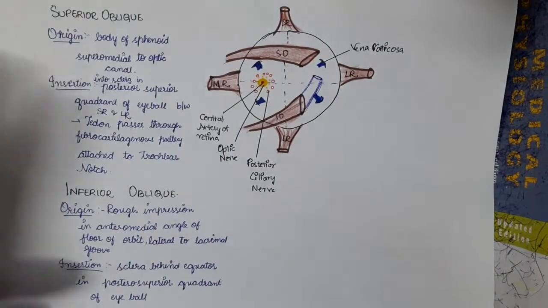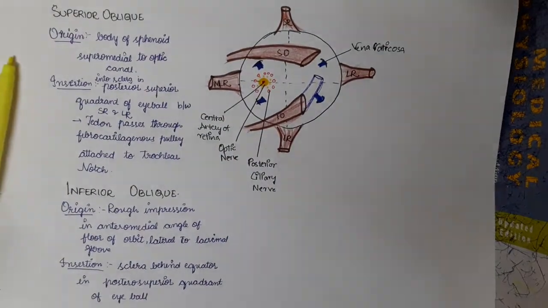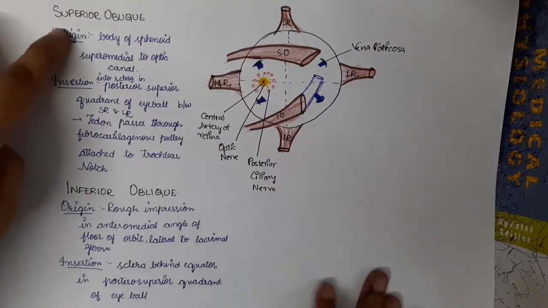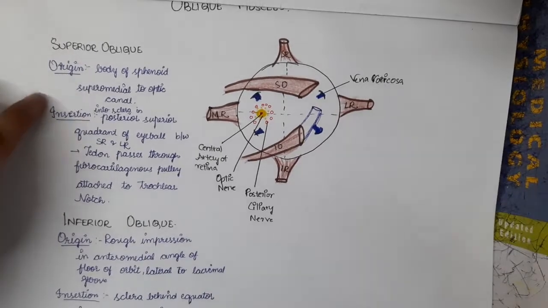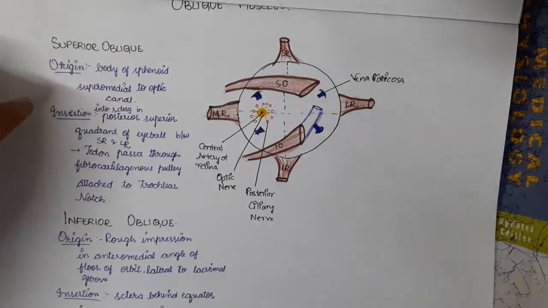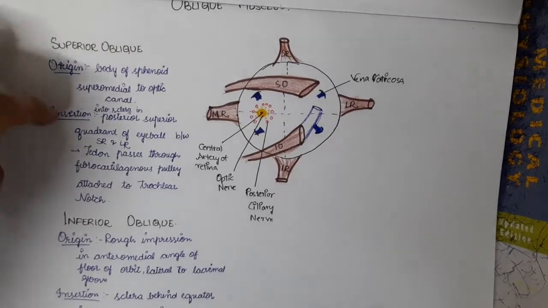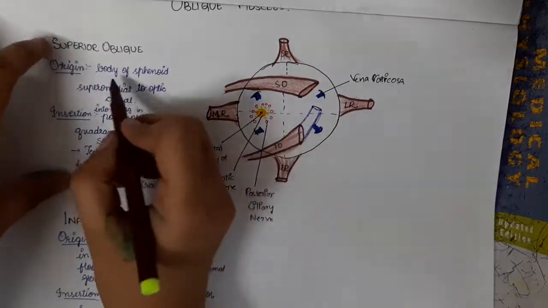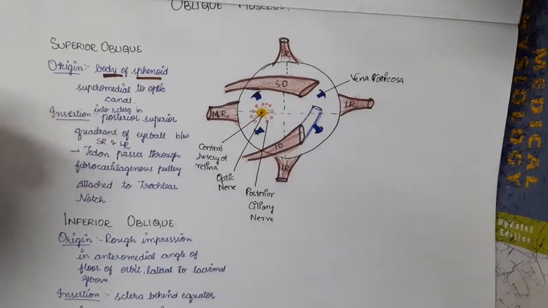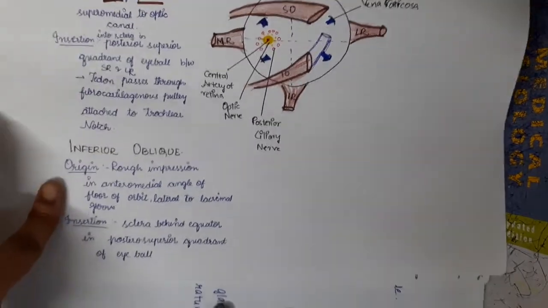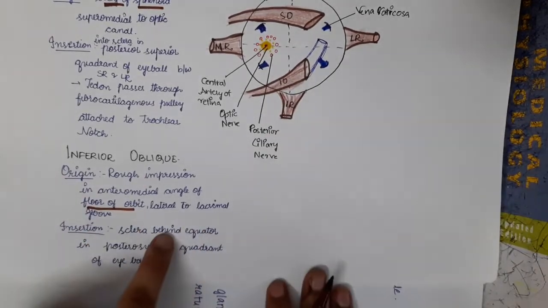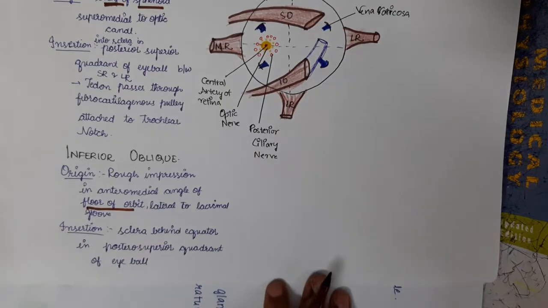Next, if you see the oblique muscles, origin and insertion will be different from the other muscles. Superior oblique originates from the body of the sphenoid, superolateral to the optic canal, and it inserts into the sclera. Okay, that is for superior oblique. Whereas inferior oblique originates from the floor of the orbit, the anteromedial angle in the floor of the orbit, and it gets inserted into the sclera.